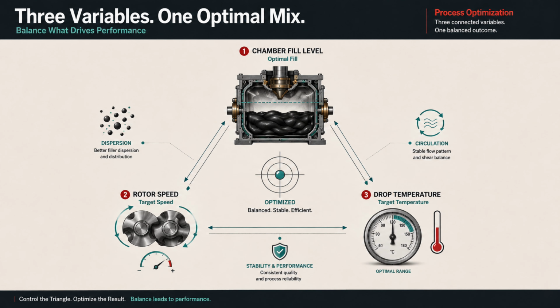One more thing to keep in mind. The optimum fill factor doesn't sit in isolation. Both higher rotor speed and higher fill factor push the drop temperature up. So fill factor is always balanced against rotor speed and the temperature ceiling of the compound. In fact, one elegant optimization move is to lower the fill factor slightly while raising the rotor speed, improving dispersion quality while holding throughput and drop temperature steady. Fill factor and speed are dance partners.